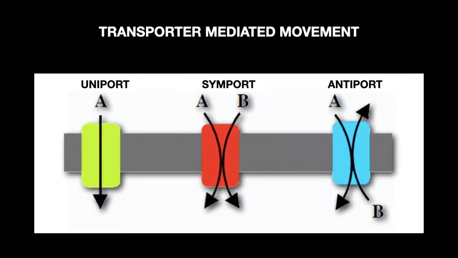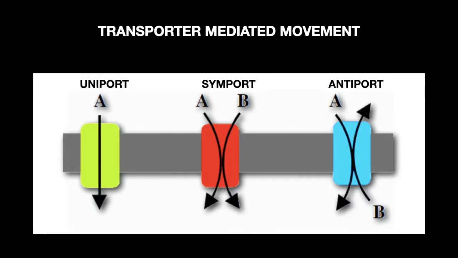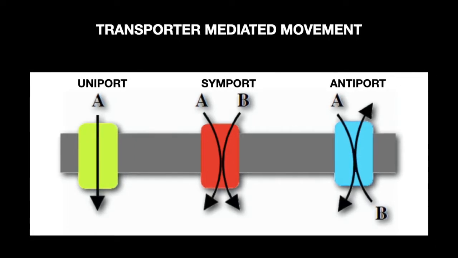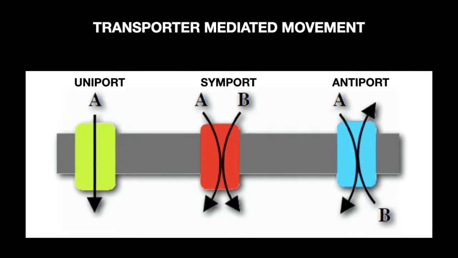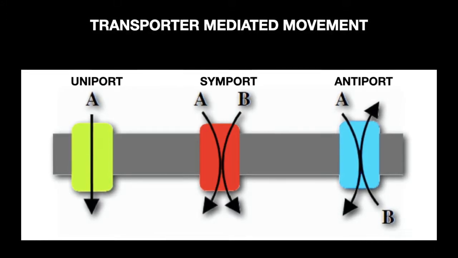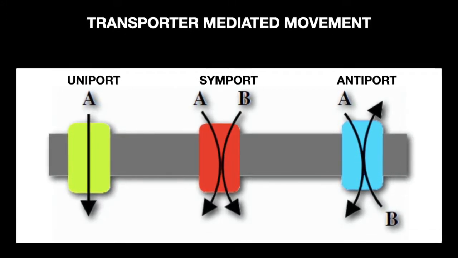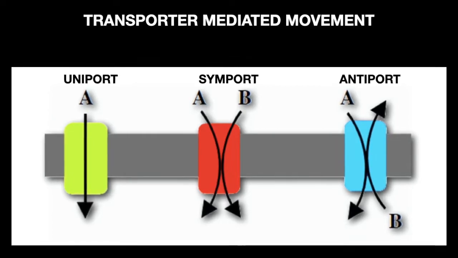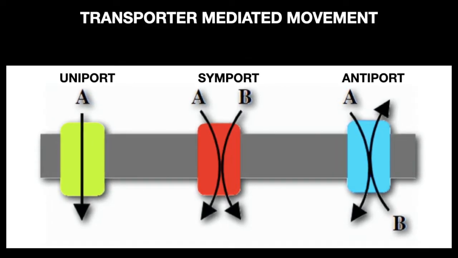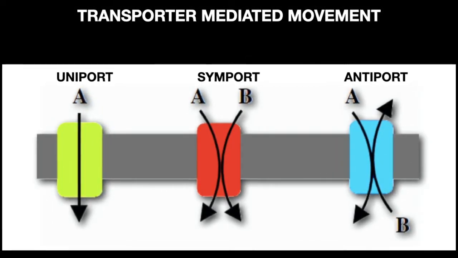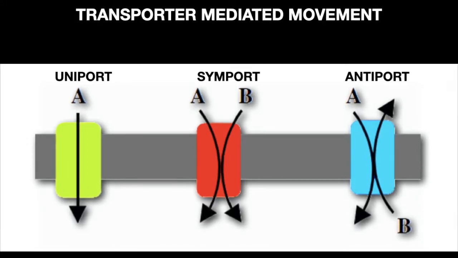There are three types of transporter-mediated movement. As you can see in the figure, these are uniport, symport, and antiport. In case of uniport, a single substance moves in a single direction. In case of symport, two substances move in the same direction. And in case of antiport, two substances move in opposite directions.